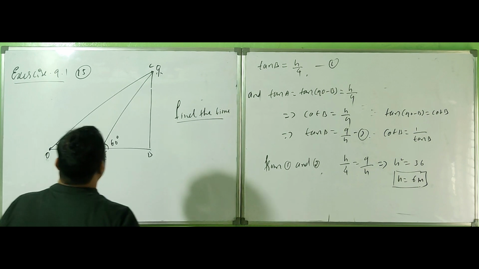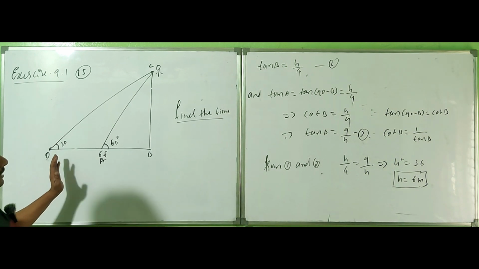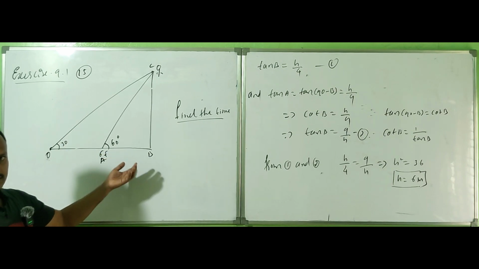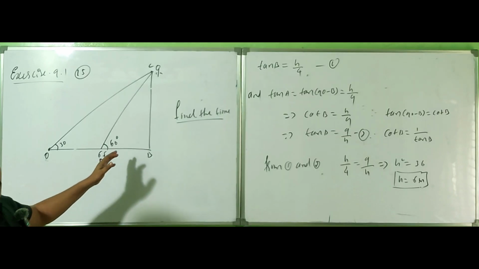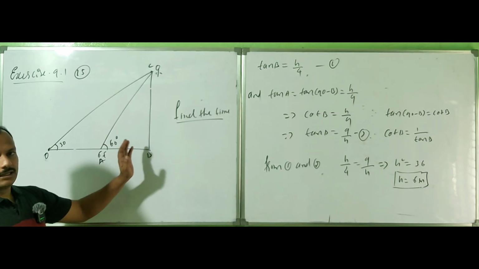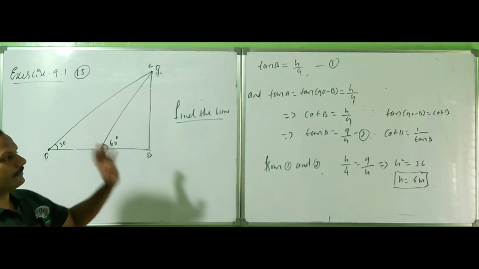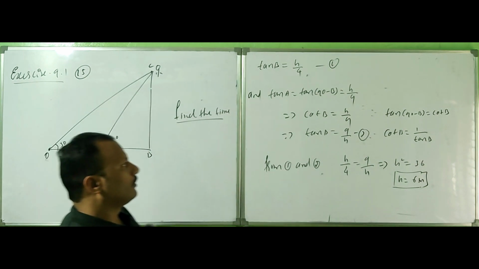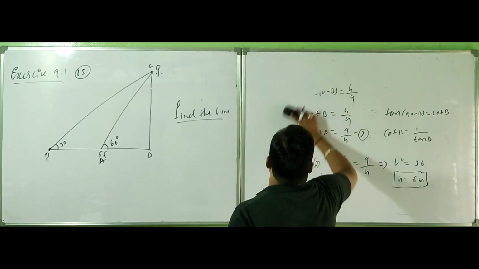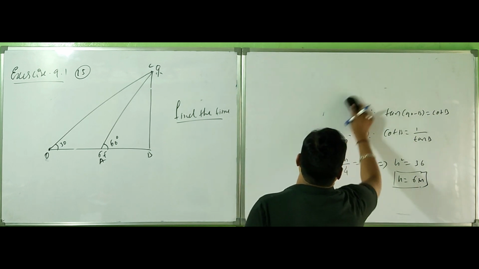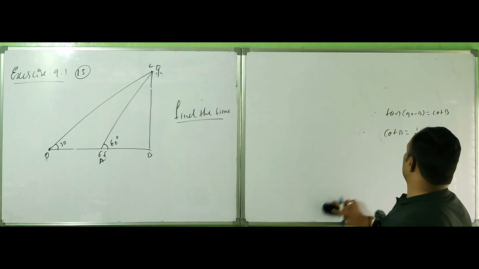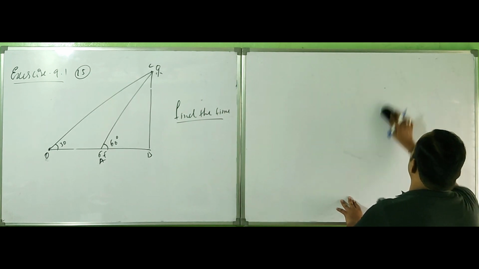The car is at 30 degrees. Then after 6 seconds, he saw the car at 60 degrees. Then find the time taken to reach the foot of the tower. That's the question. Because the time is given in seconds, I should take the car speed as uniform velocity. The car is moving at uniform speed.